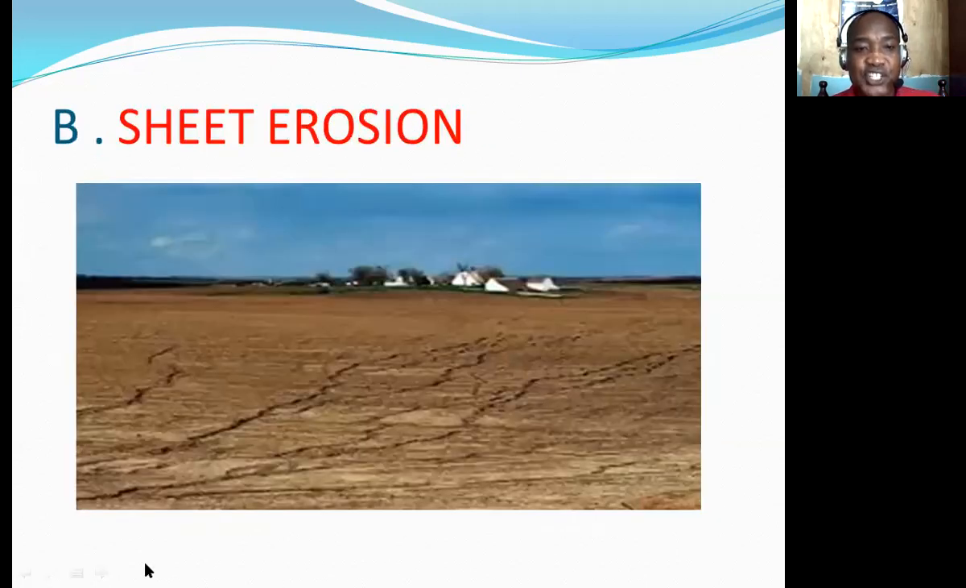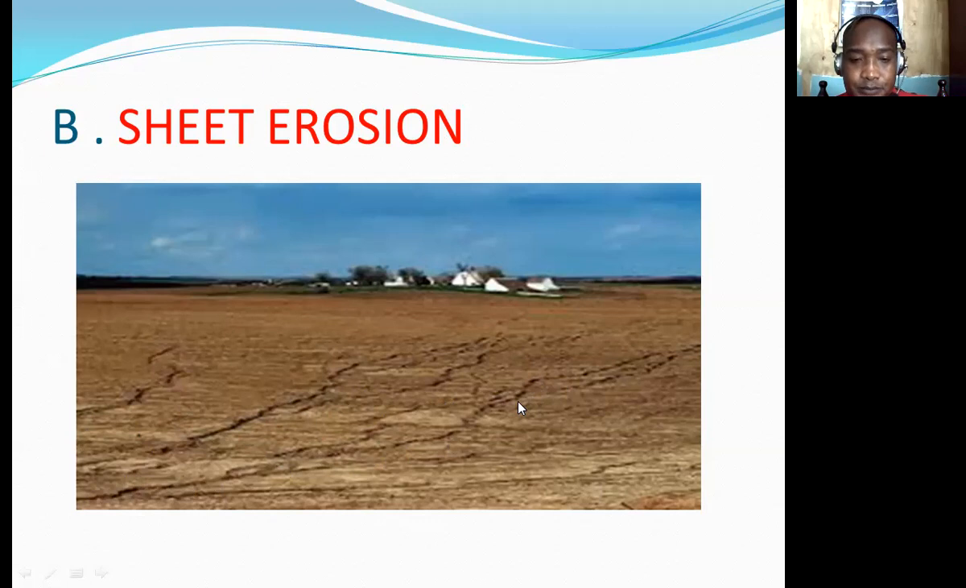Second is sheet erosion. Pupils, sheet erosion occurs when the topsoil is eroded in a thin uniform layer down a gentle slope. It is not easily noticed. It is sometimes noticed when plants' roots are exposed on the surface. It is also considered as a form of landslide.